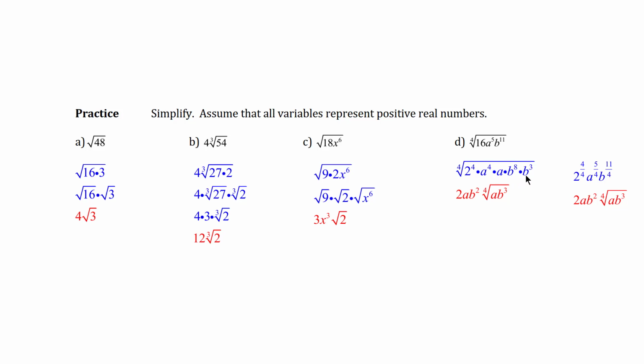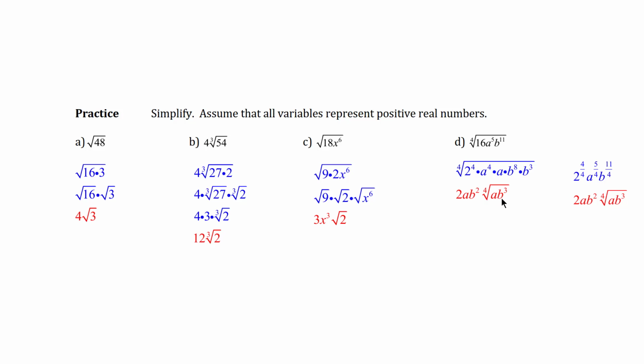Next, we could go ahead and simplify by taking the fourth root of each term. The fourth root of 2 to the 4th power is 2. The fourth root of a to the 4th power is a. The fourth root of a will stay the same. We get the fourth root of b to the 8th power is b squared, and the fourth root of b cubed will stay the same. So our final answer is 2ab squared times the fourth root of ab cubed.